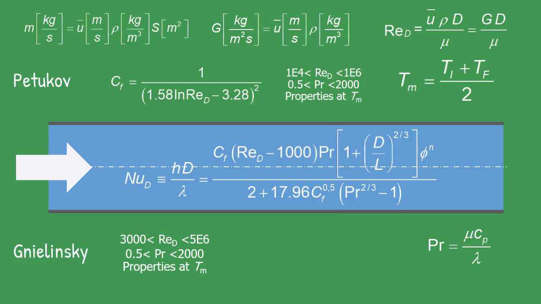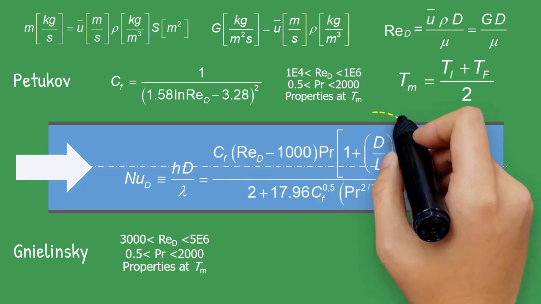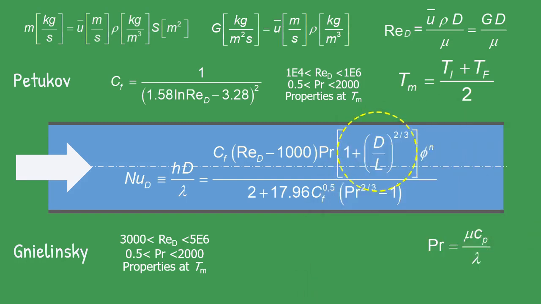Two correction factors are incorporated into the Gnielinski formula. The entry effect correction factor, the effect explained when talking about the stabilization of velocity and temperature profiles. For short tubes, the average convection coefficient will be higher than for long tubes. The way to discriminate the length of the duct is taking its relationship with the diameter.